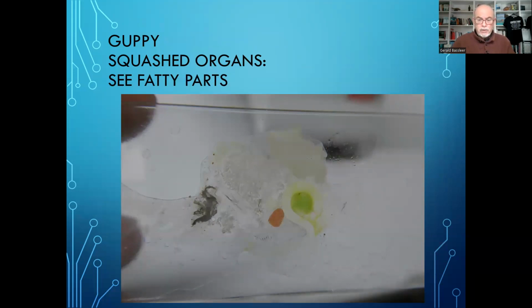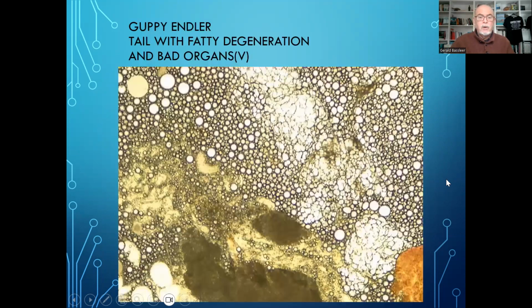And when we examined the internal organs, we squashed them between two glass plates, and we saw a lot of fatty parts in here. Here is the gallbladder. Here is the part of the intestine. Here is the spleen. And the liver is here around this part. Doesn't look good in color, I can tell you. We show it in a microscope.